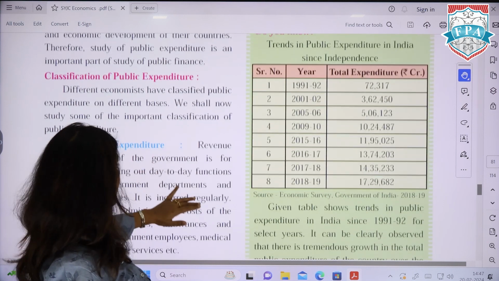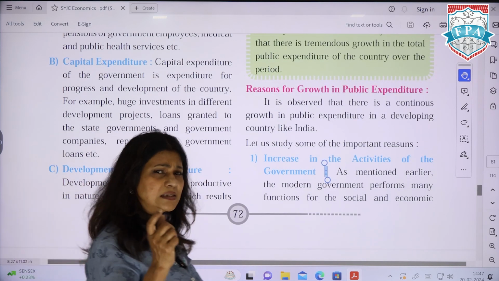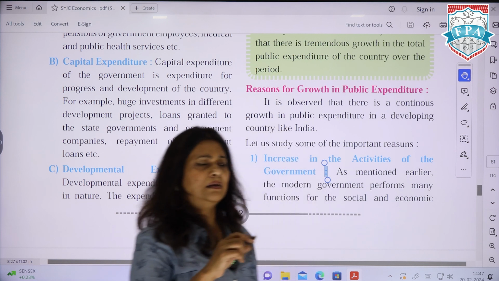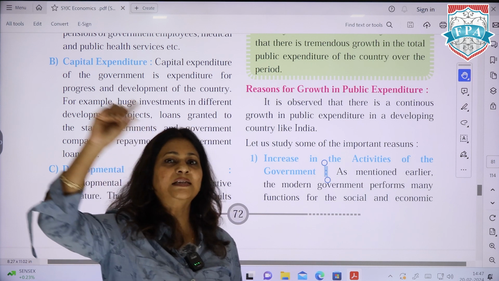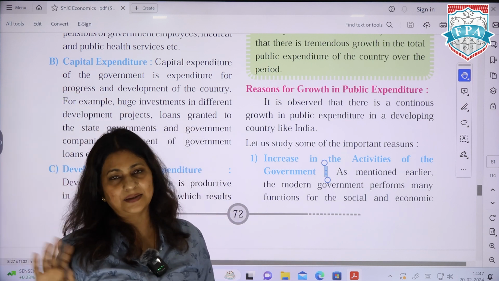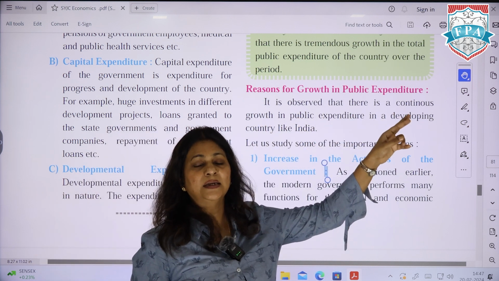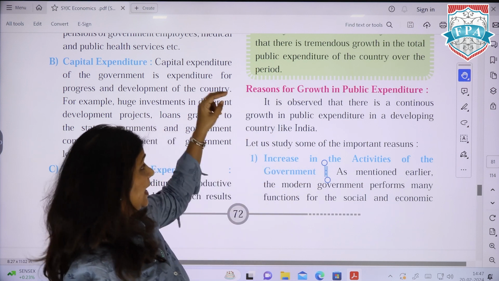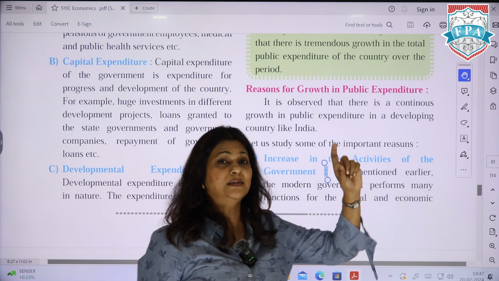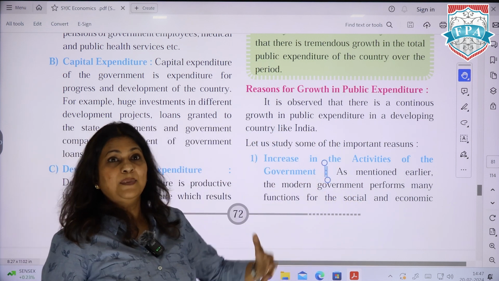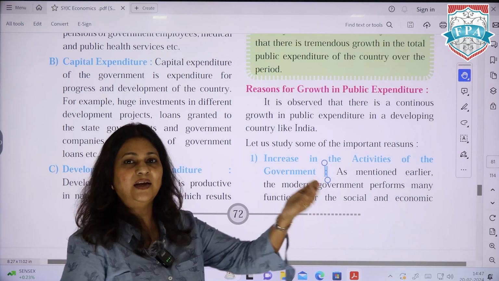Now there was a question in the examination last time, wherein there was a reasoning assertion which was given, wherein the line was like this, that there is no increasing trend in the government expenditure in the recent times. No, there is an increasing trend in the public expenditure in the recent times, and they have also given a reason. See, it's observed that there's a continuous increase in the public expenditure because we are a developing country. Please understand, we are not a developed country. We are growing, every day we are growing.